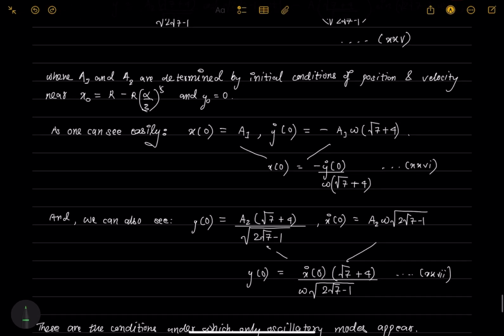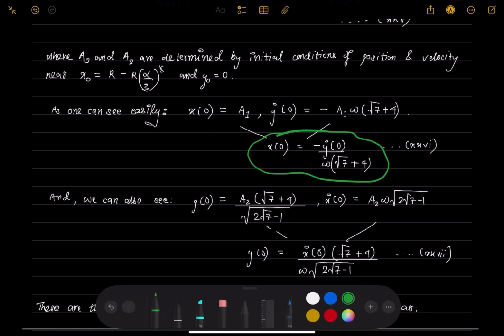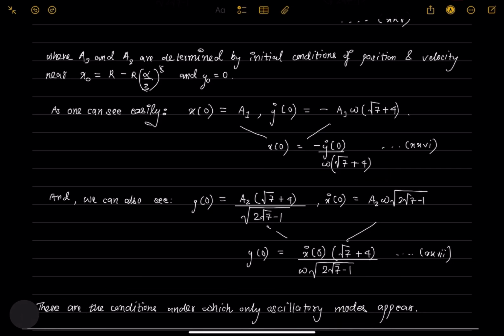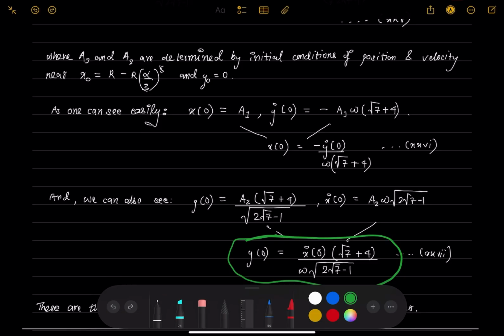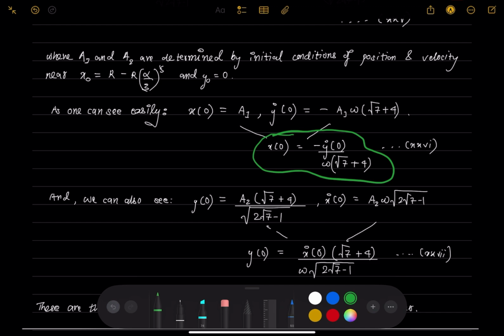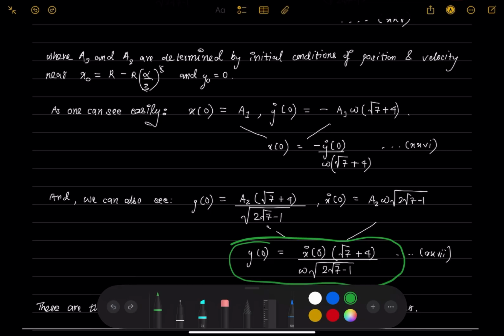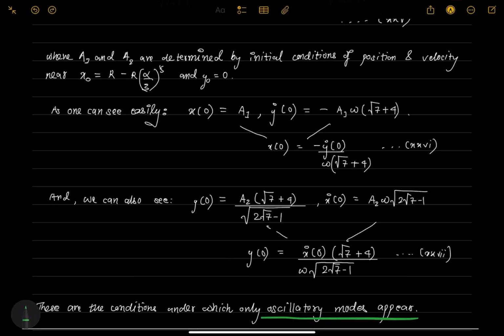So two particular things here. Initial deviation in x has to be related with the initial velocity in y, and initial velocity in x has to be related with the initial deviation in y. Let me repeat that again. Initial deviation in x has to be related with the initial velocity in y, and initial deviation in y has to be related with the initial velocity in x. So these are the two particular conditions in which only oscillatory modes appear.